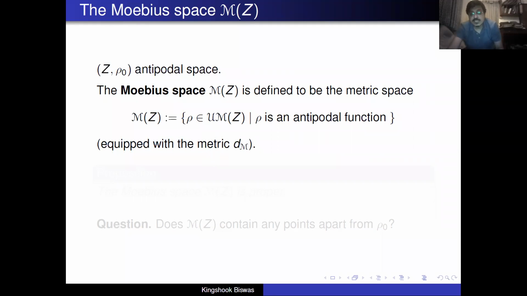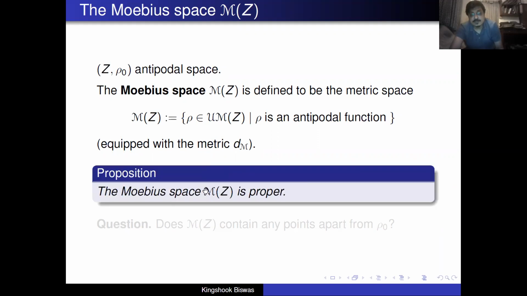It's the sup norm of the log of the derivative. And immediately we can see that we get a non-trivial space here, because this Moebius space M(Z) is proper. So that means in particular, if Z is an infinite compact space, then the Banach space C(Z) is never proper. So that means that the Moebius space M(Z) is not isometric to C(Z). It's a proper subset of this UM(Z). Okay. So we get a non-trivial space here.